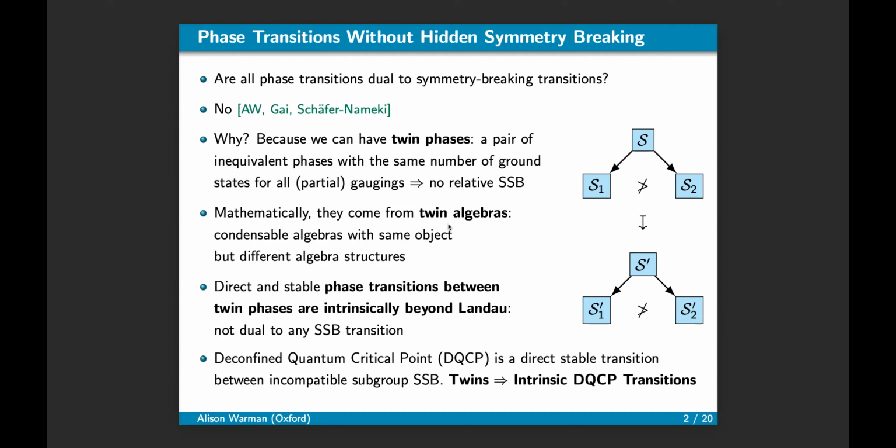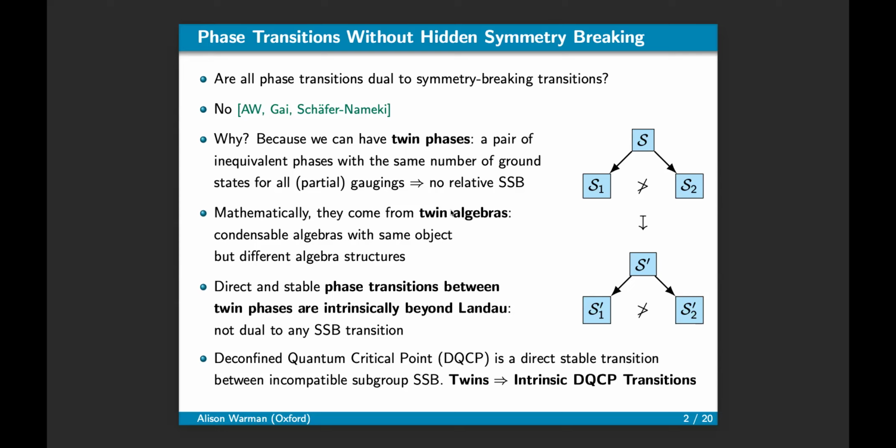And this same ground state degeneracy is maintained even by doing all possible partial or full gaugings of the symmetry. In particular, twin phases have no relative SSB in any duality frame. This means that any direct and stable transition between twin phases is intrinsically beyond Landau. So it will always be a beyond Landau transition, even after we do these gaugings. We will particularly show an example in which the two twin phases preserve inequivalent non-conjugate subgroups. And this will give us intrinsic DQCP transitions.